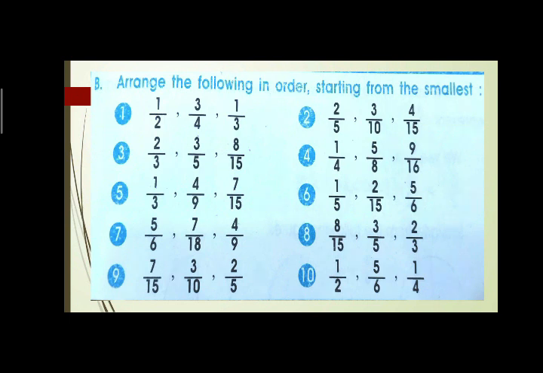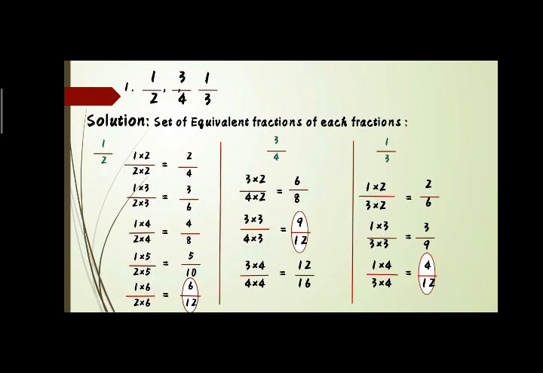Now move to exercise B, page number 39, of your textbook. Now see the example of question number 1. Yes, you have to look here. Here is not a pair of numbers. Here is a set of numbers, because there are 3 fraction numbers here.